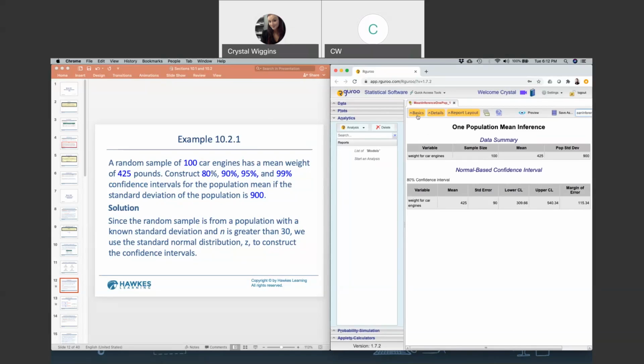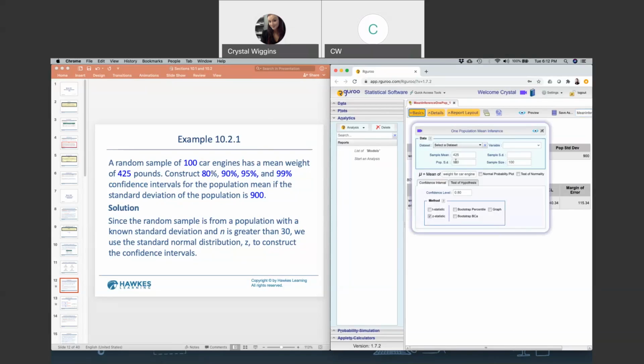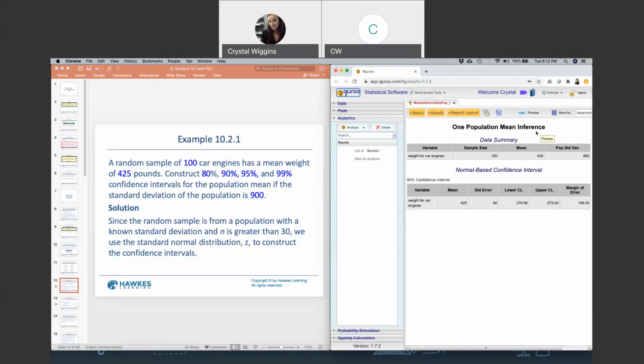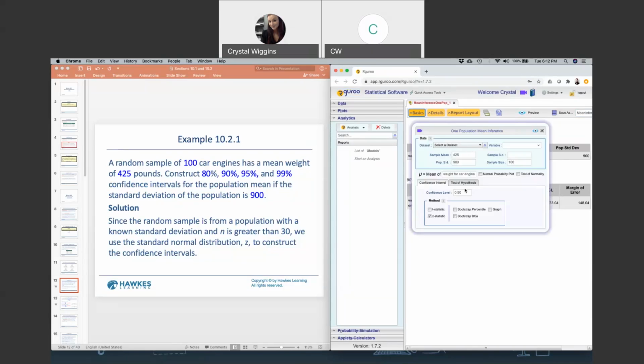Okay, let's now do the next one, which is 90. So if we just select this basic, then we don't have to worry about retyping in all this stuff. We just change this to a 90 and select the eyeball. So now this is changed, 90% confidence interval, and we have from 276.96 pounds to 573.04 pounds with a margin of error that just grew to almost 150 pounds plus or minus. Let's do the 95%. So now change this to 95. Again, nothing else is changing. Eyeball.